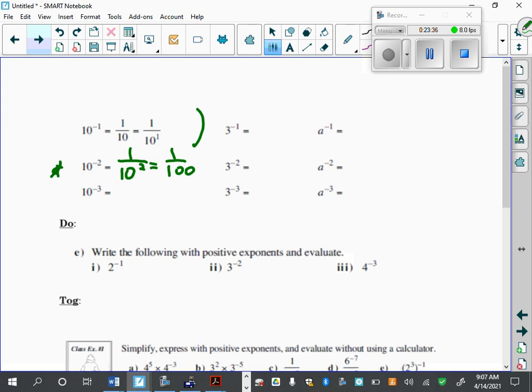Go ahead and do 10 to the negative 3rd, which is 1 over 10 to the positive 3. And hopefully you know what 10 times 10 times 10 is. Or you can use your calculator, but guess first, and then confirm it with the calculator.